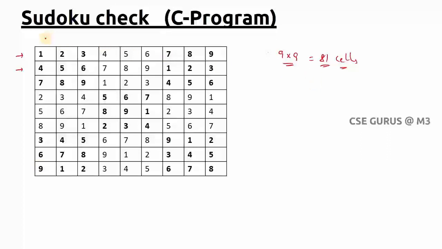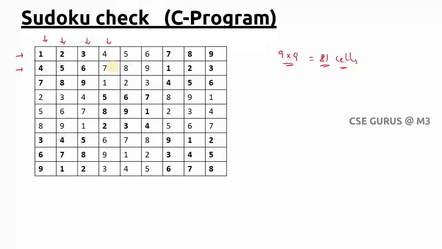The second one is every column. Every column should also satisfy the same thing: the cells of every column you have to fill with 1 to 9. Here you can see 1, 4, 7, 2, 5, 8, 3, 6, 9. And here also you can see in this column 1, 2, 3, 4, 5, 6, 7, 8, 9. So every column should also satisfy the constraint: the 9 cells in the respective column should be filled with the 9 digits, and each digit must come exactly once.